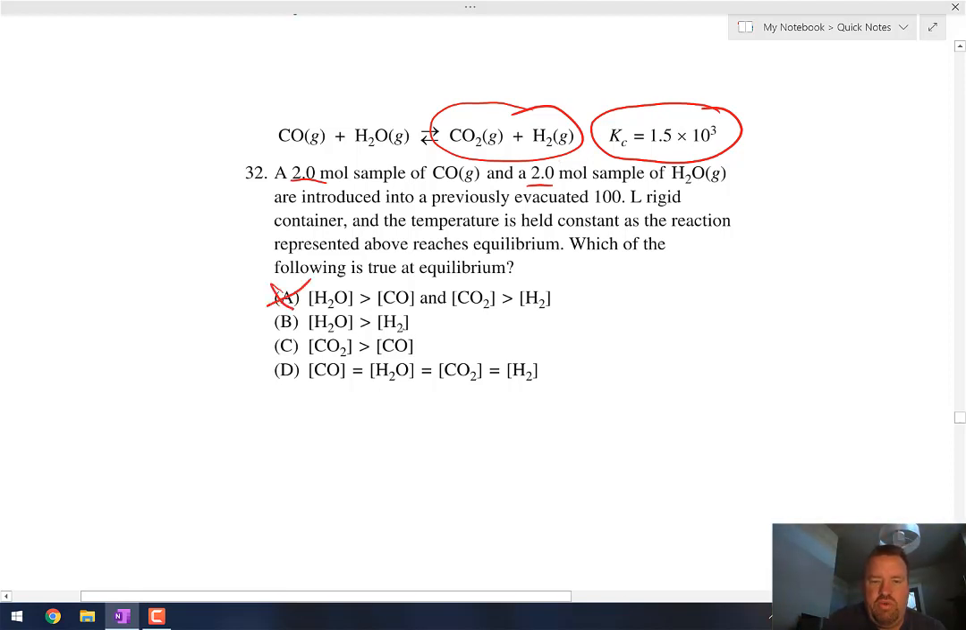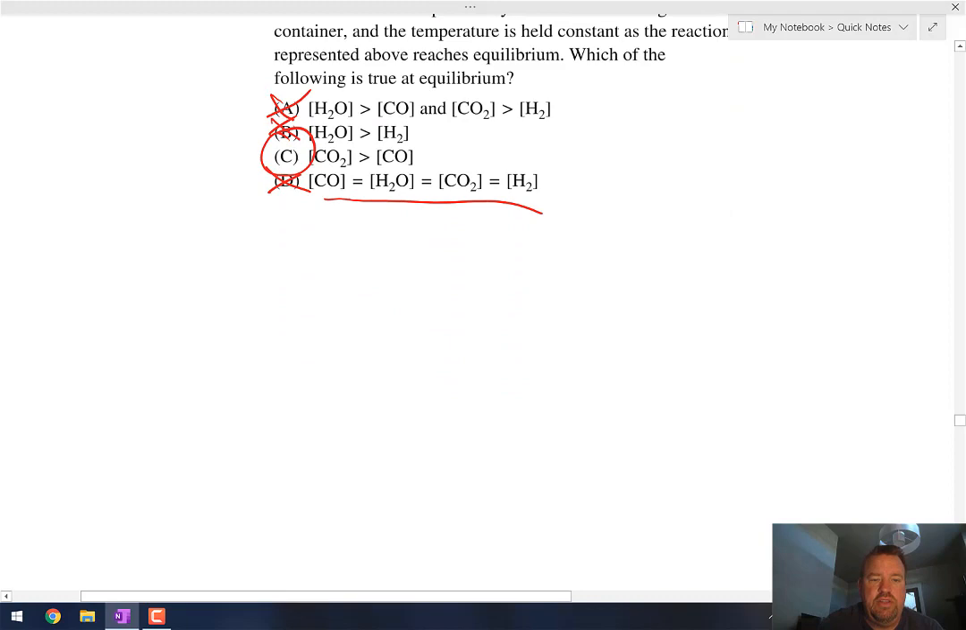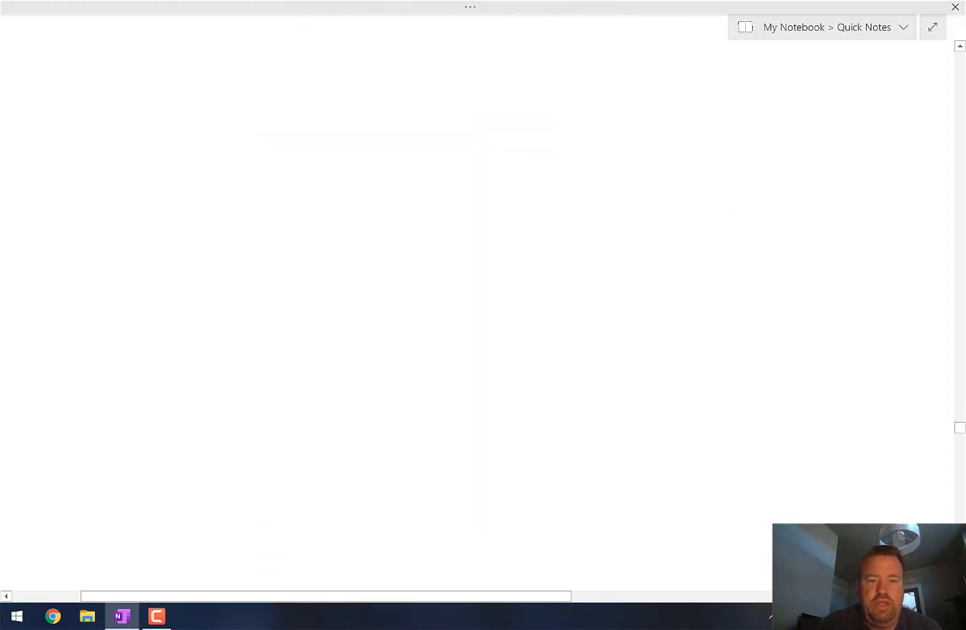B, H2O is greater than H2. We already said that with that large equilibrium constant, you have mostly product. So no, you're not going to have more H2O than you are H2. And again, like always, they always throw this answer in here as well. No, equilibrium does not mean all of them are equal to each other. Again, we have way more product than we do reactant. The concentration of CO2 is greater than CO. We know that's true because of the large equilibrium constant. The correct answer is C.